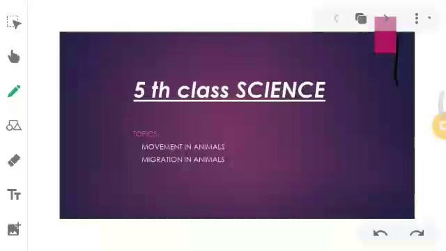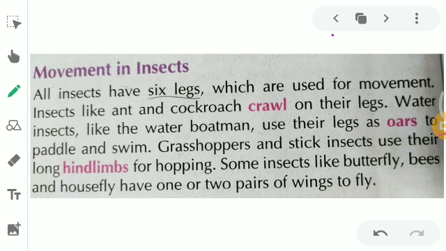Hope all are fine. Okay, today we are going to discuss movement in animals and migration in animals. First one is movement in insects. So first, why do animals move for different purposes? They have to move from one place to another for getting food, to get shelter and protection. So movement is very important. It is not possible without movement. So first, let us see movement in insects.